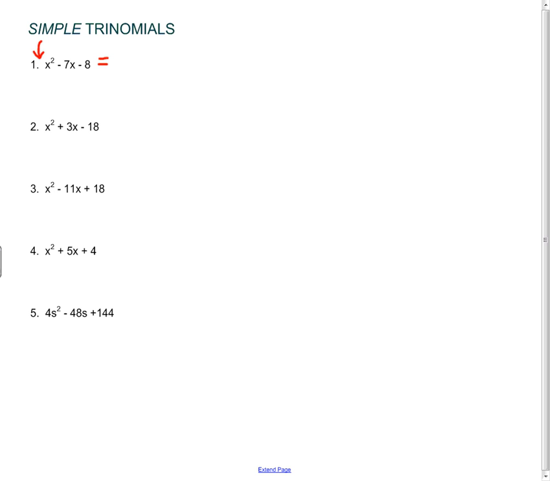But for factoring a simple trinomial, I need to throw up 2 sets of brackets, and I am basically undoing FOIL, or going in the opposite direction. So when I fill in my 2 brackets, I can do a quick mental FOIL on them to make sure I get what I started with. So to undo or factor x squared minus 7x minus 8, I need an x at the beginning of both brackets. I need 2 numbers at the back half of the brackets, and those 2 numbers need to multiply to negative 8.